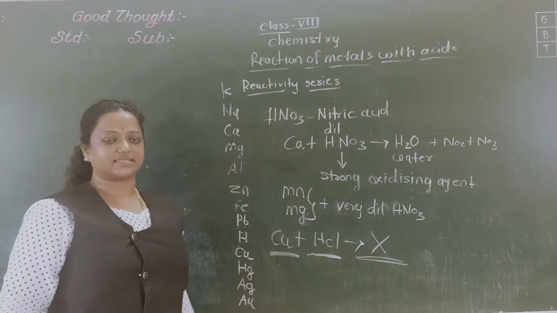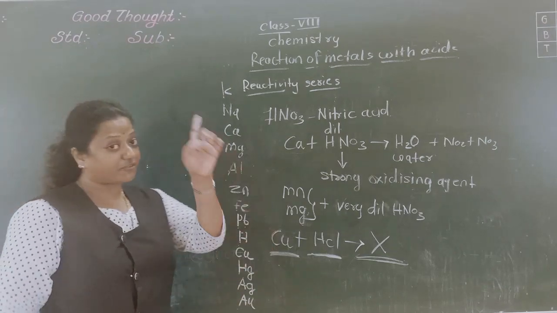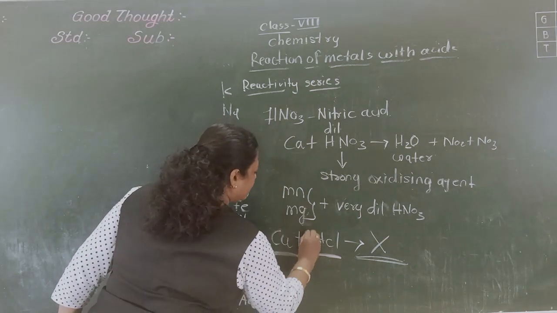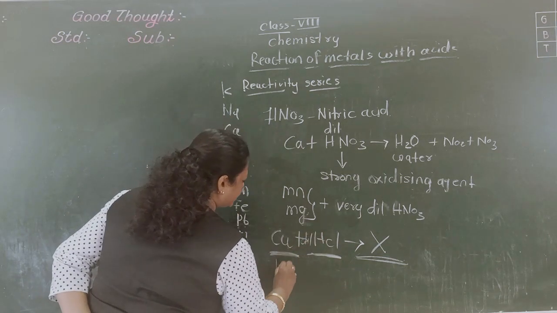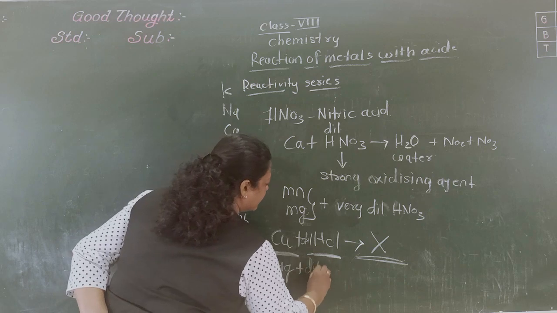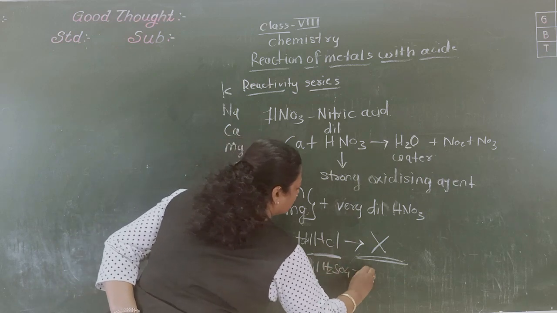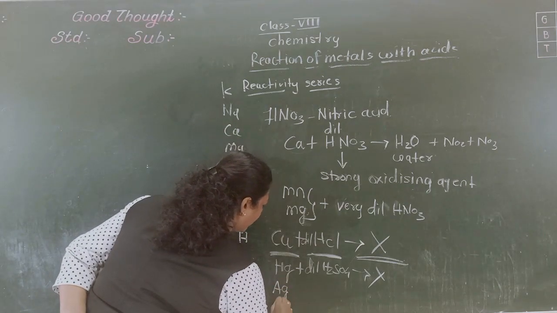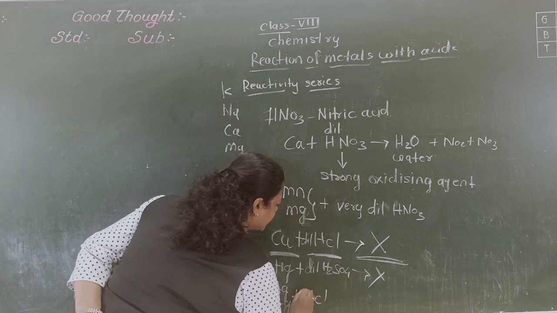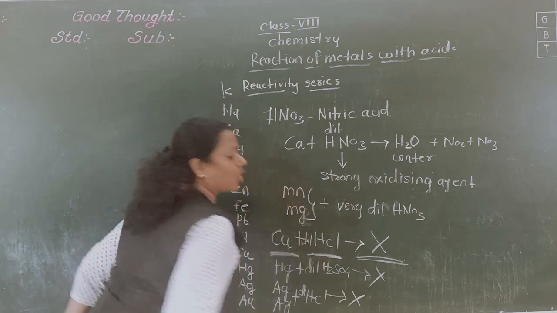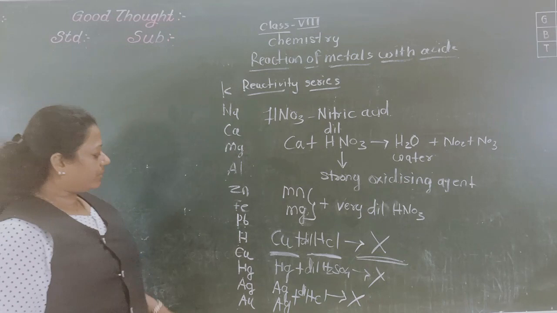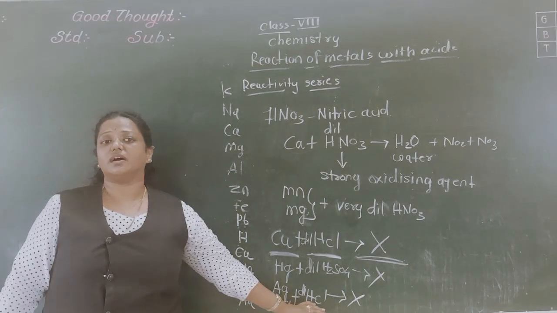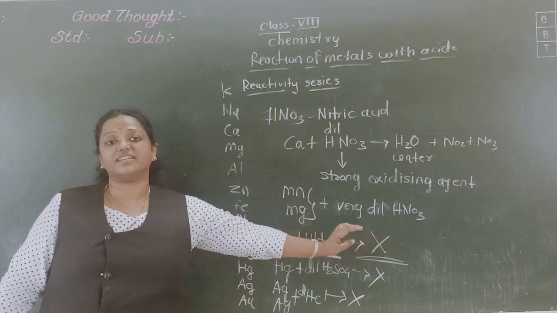That is an exceptional case that you will learn in class 10, not now. But for your grade, copper plus HCl, this reaction is not possible. I am talking about dilute HCl. If you take Hg plus dilute HCl or H2SO4, then also the reaction is not possible. If you take Ag or Au and try to react with dilute HCl, then the reaction is not possible. Do you understand? So the metals below hydrogen will not be able to react with the acid and form a constituent salt.